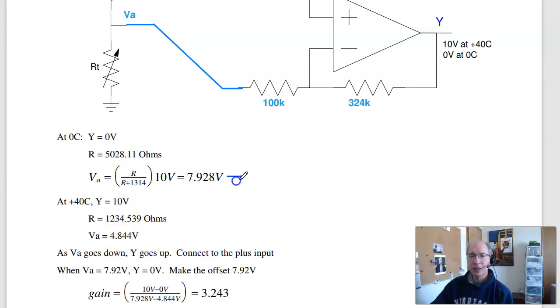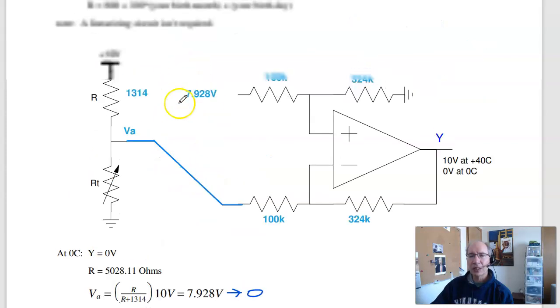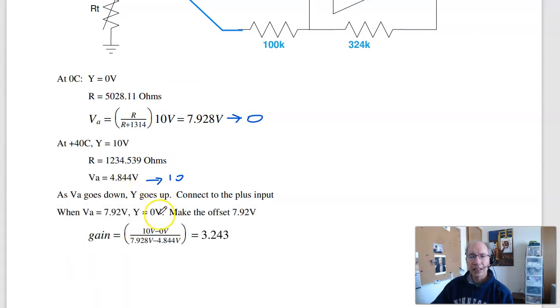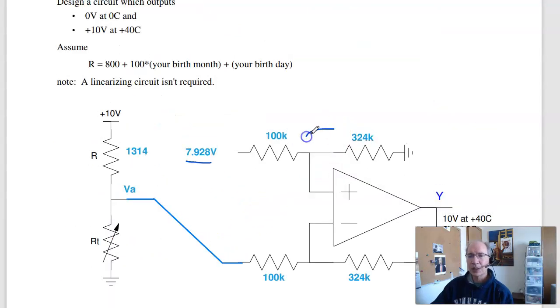So this goes to 0 volts, this goes to 10 volts. As the input goes down, the output goes up, so connect to the minus input. I want the output to be 0 at 7.92 volts, so there's your offset. And the gain that I need is change in output over change in input. The gain I need is 3.24, so pick these resistors to be 3.24 to 1, giving you a circuit that outputs 0 to 10 volts as temperature goes from 0 to 40 Celsius.